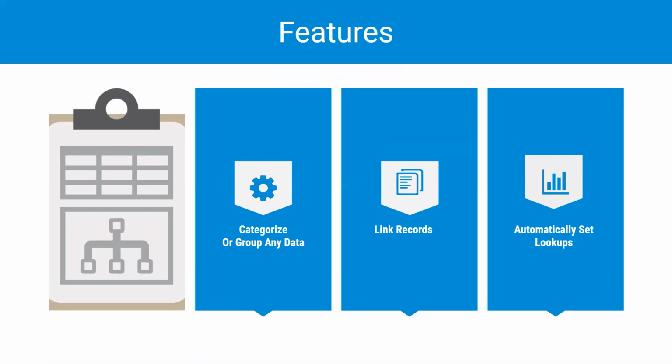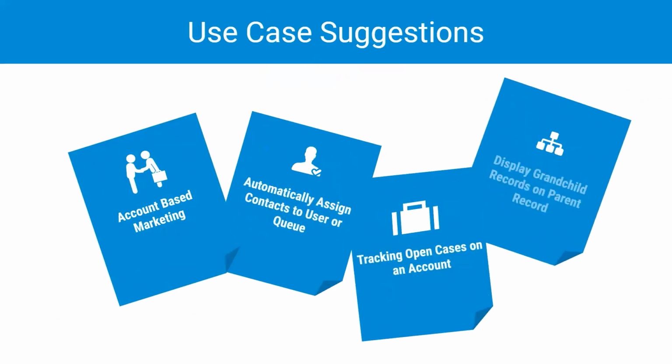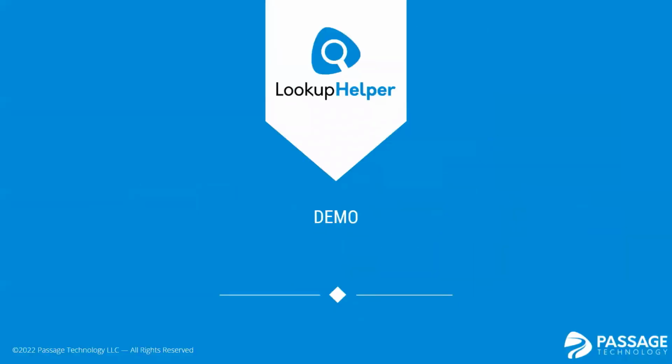hover over capabilities. Using Lookup Helper to relate your records can help with your account-based marketing strategy, automatically assign records like contacts to a user or queue, track open cases with an account, display grandchild records on the parent record, and more. For this demo, we'll work on creating a lookup to automatically relate leads to accounts based on their company name.